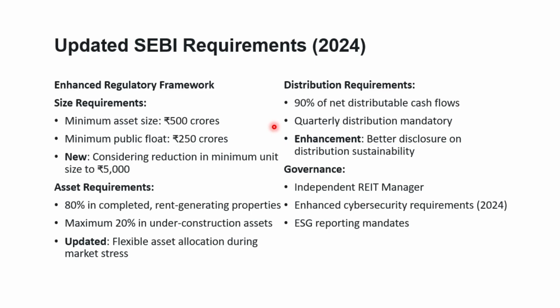Then we can see the minimum asset sizes; these are for your mainline REIT, where a 500 crore asset size should be there. Then 80% in completed rent generating properties. Then we have the requirement of 90% of net distributable cash flow. Then quarterly distribution is mandatory every quarter, like when the quarterly results are given, at that time REITs are giving their dividends to their shareholders, their unit holders.